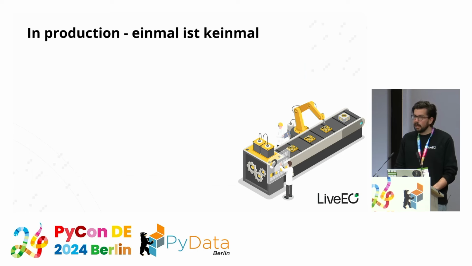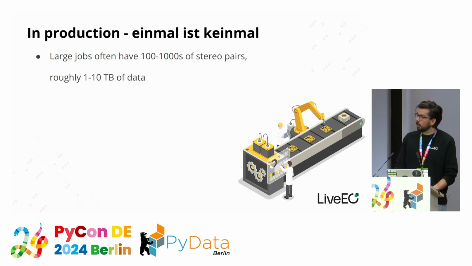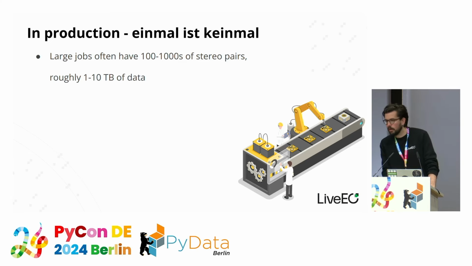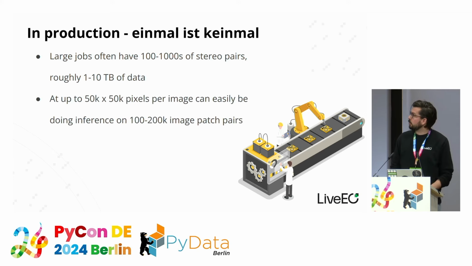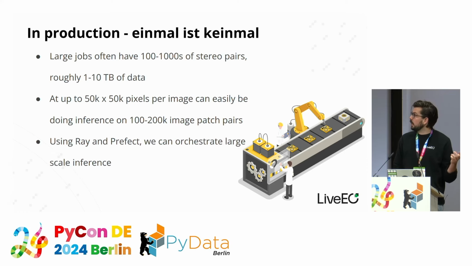And yeah, just a last word on production. As the Germans say, einmal ist keinmal. For our large jobs, we often have hundreds to thousands of stereo pairs. That can mean, in the single digits up to the low double digits, terabytes of data per job that we have to process. At 50,000 by 50,000 pixels per image, this can easily mean doing inference on hundreds of thousands of image patches at a time. So we're using Ray and Prefect to orchestrate large-scale inference for this.